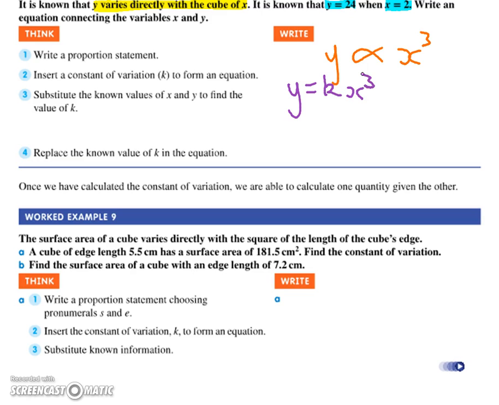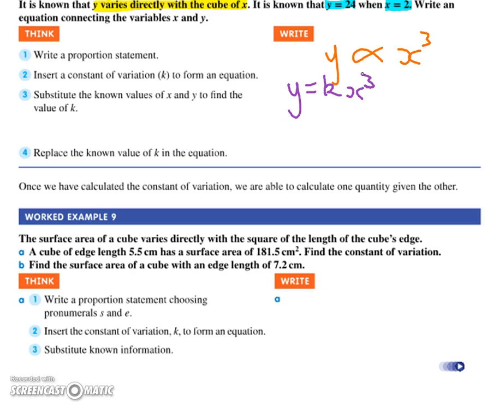Jacinda, good question. Why does it have to be k? Why not c? We use c in too many other things. Why can't it be z? It could be. But k is closer to constant than any other letter that we've got. Do you agree, Levi? Y equals kx cubed, where the k is the constant of variation.